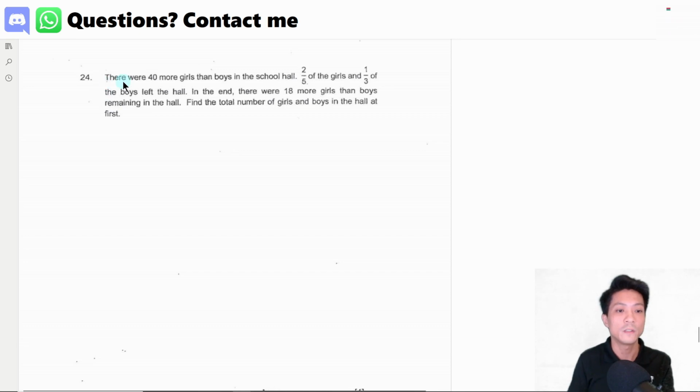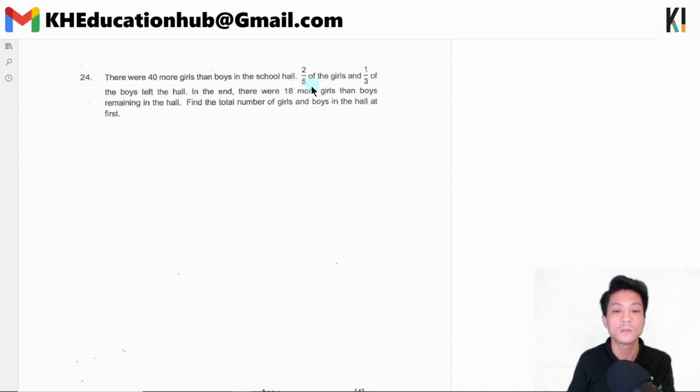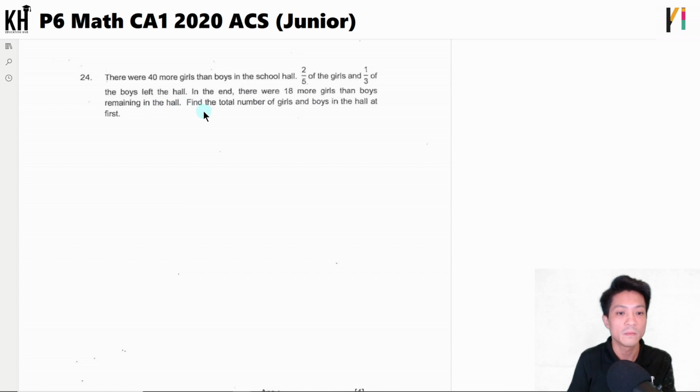Okay, question 24. There were 40 more girls than boys in the school hall. 2/5 of the girls and 1/3 of the boys left the hall. In the end, there were 18 more girls than boys remaining in the hall. Find the total number of girls and boys in the hall at first.